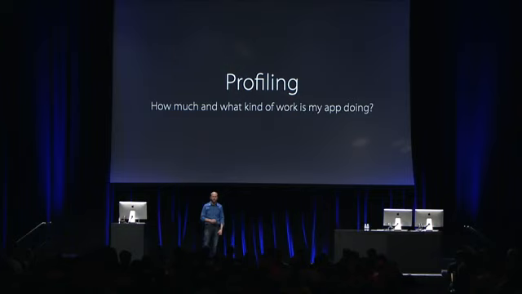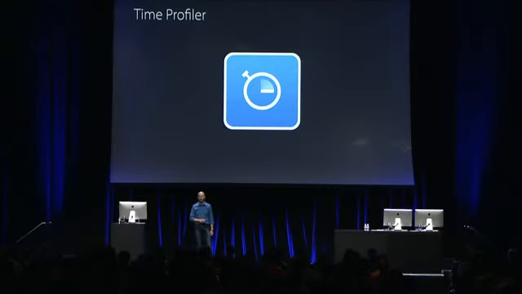And how are we going to do this? We're going to use a technique called profiling. Profiling is answering two questions about your application. How much work is it doing? And what kind of work is it doing? And if you hadn't guessed from the title, we're going to use a tool called Time Profiler to do this. Time Profiler answers an additional question: when is my app doing that work?